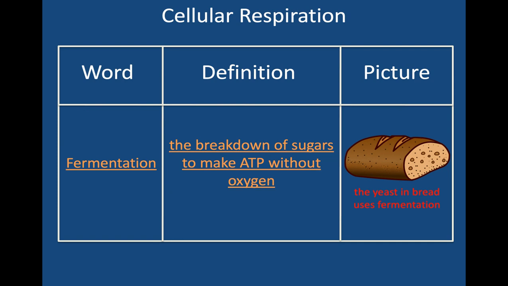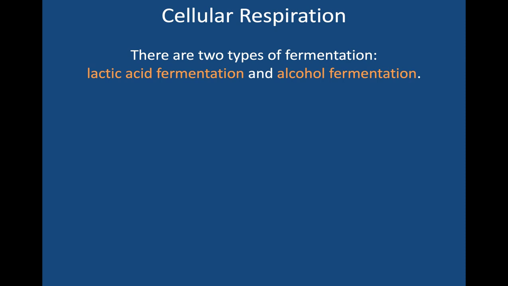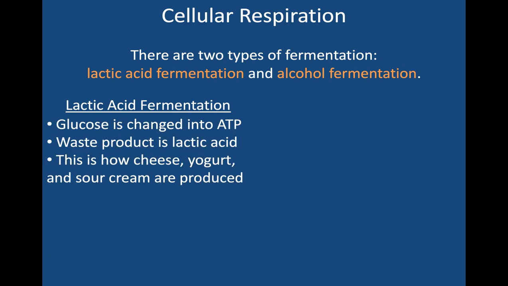Fermentation also occurs in the yeast that we use in bread. There are two types of fermentation: lactic acid fermentation and alcohol fermentation. In lactic acid fermentation, glucose is changed into ATP. The waste product is lactic acid. This is how cheese and yogurt and sour cream are produced. That's also what makes your muscles cramp really bad when you exercise or after you exercise.